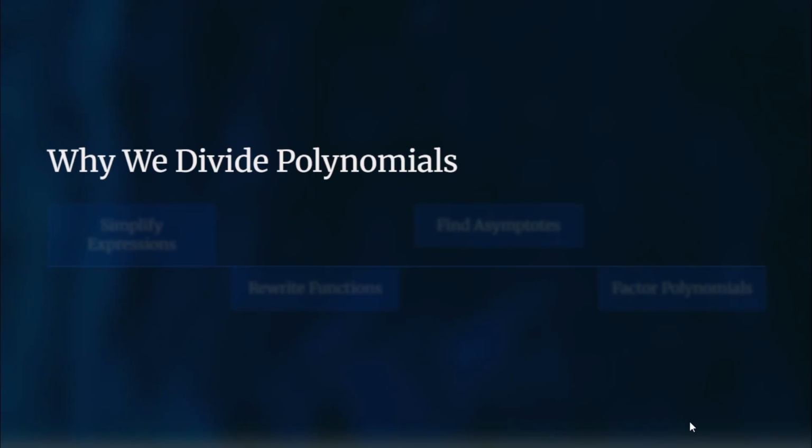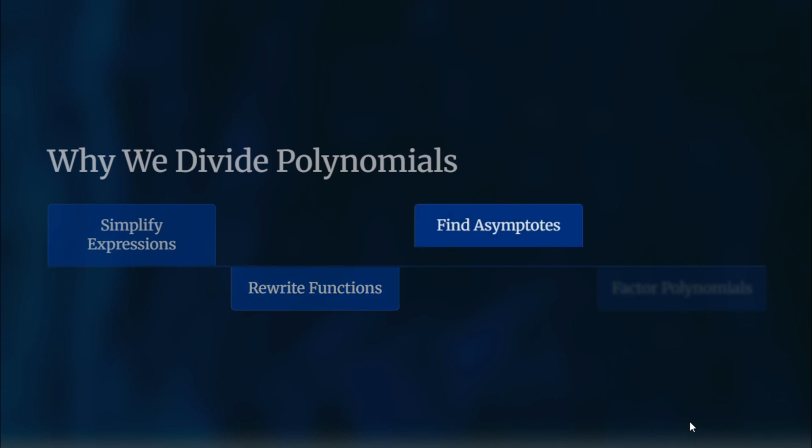First, why do we divide polynomials? We might want to divide polynomials in order to break down complex polynomial expressions into manageable parts, or simply to rewrite functions, to identify slant and oblique asymptotes in rational functions, or to discover factors and roots of polynomial expressions. Today, I'll show you the fastest way to divide polynomials with zero confusion.